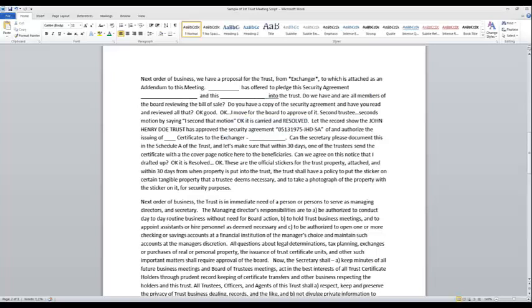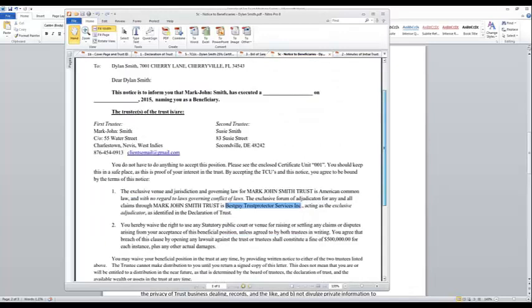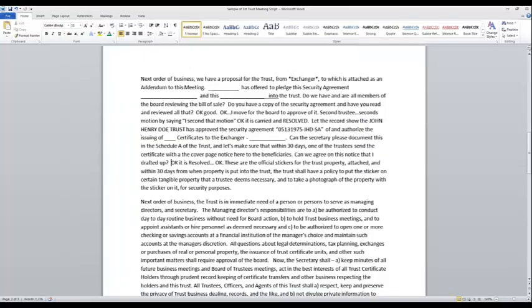Now, can the secretary, Mr. Mark Dennis Awesome, can you please document this in the Schedule A of the trust? Let's make sure that within 30 days, one of the trustees, either you or me, sends the certificate to the beneficiary with a cover page notice. All right, cool. And then you can set that aside with that notice to beneficiaries that I was talking about. Can we agree that the notice I've drafted up is good? You both review that notice, you say this is all good, and then it's resolved. We agree that we're going to send that to the beneficiary, and it's all good.